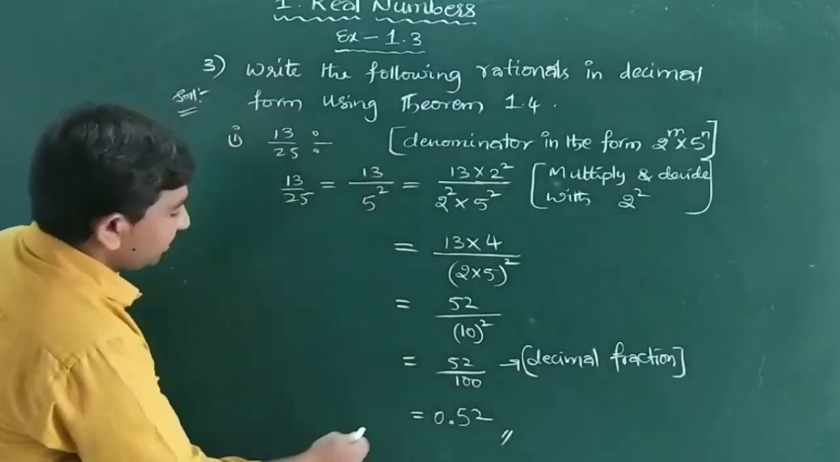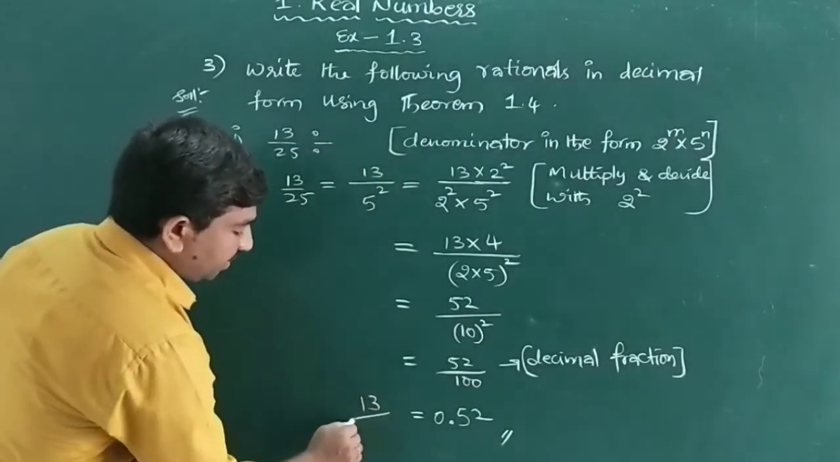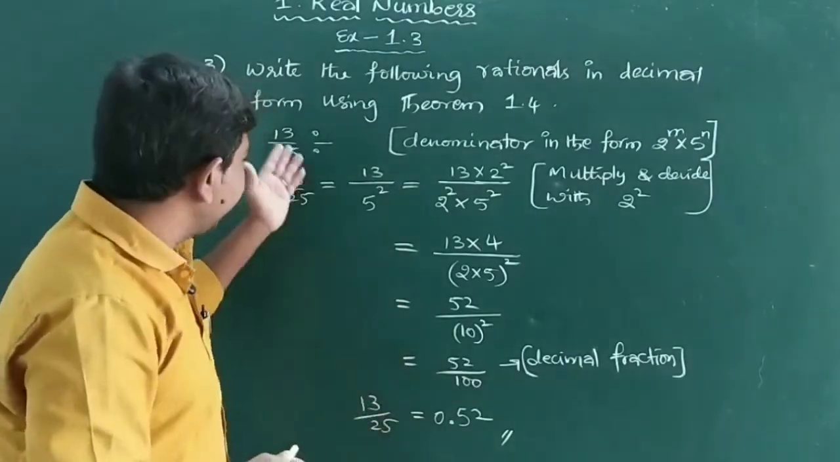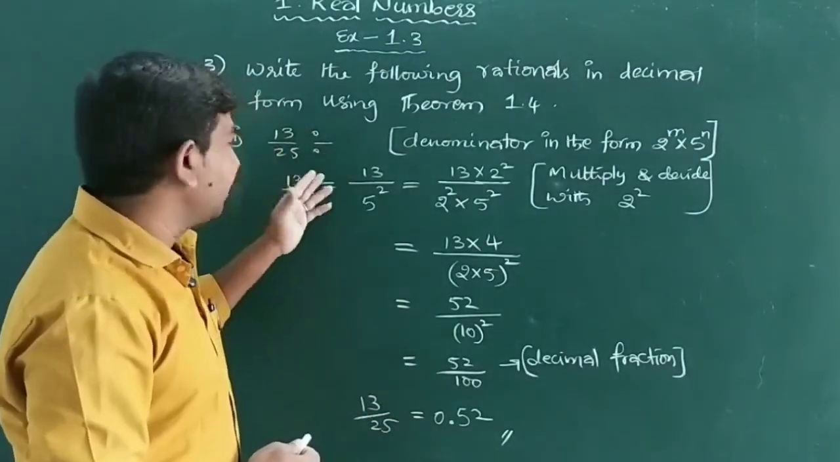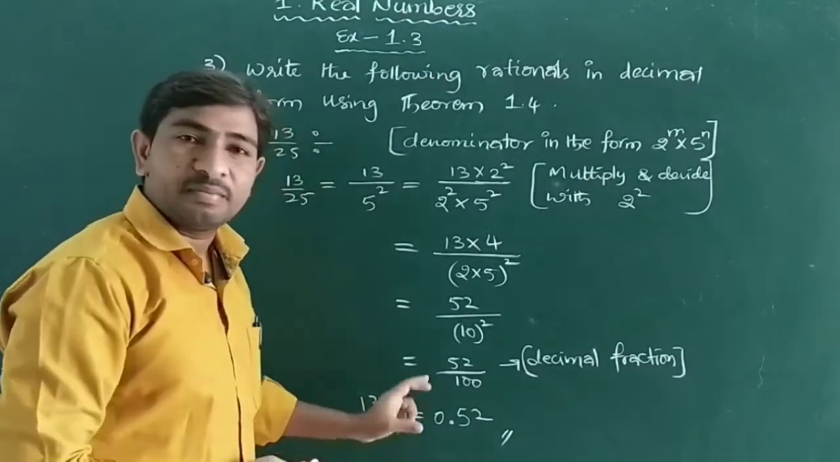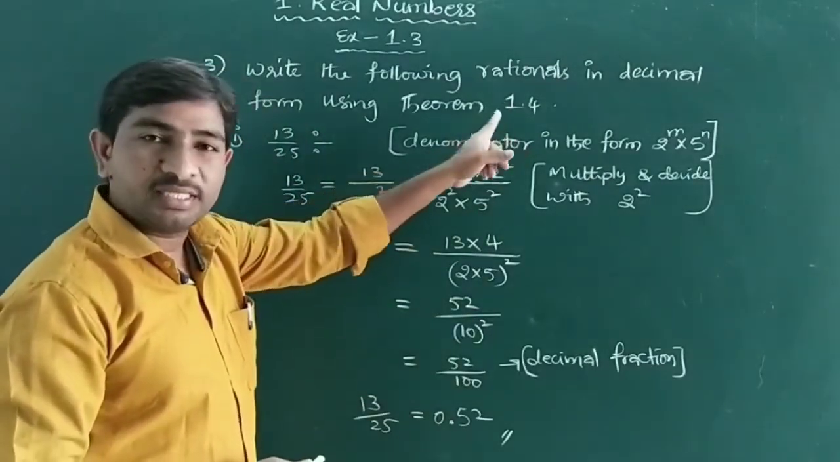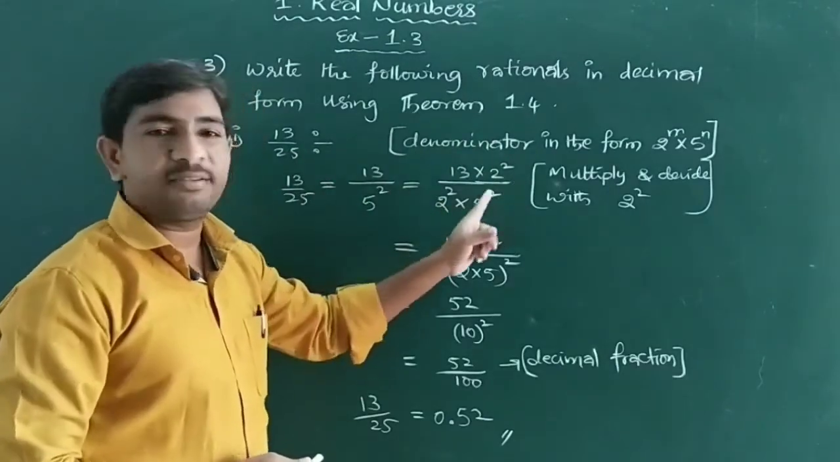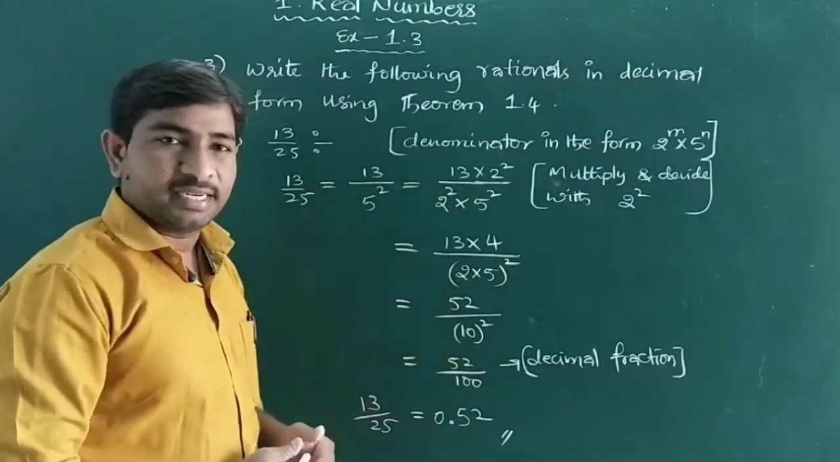So this is the decimal form of 13 by 25 without performing actual division. We can find the decimal form of 13 by 25 by using theorem 1.4. What is theorem 1.4? We have to write the denominator in the form of 2 power m into 5 power n. Okay, right. Next problem.